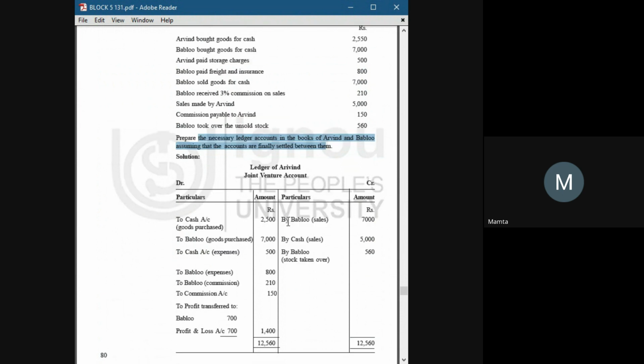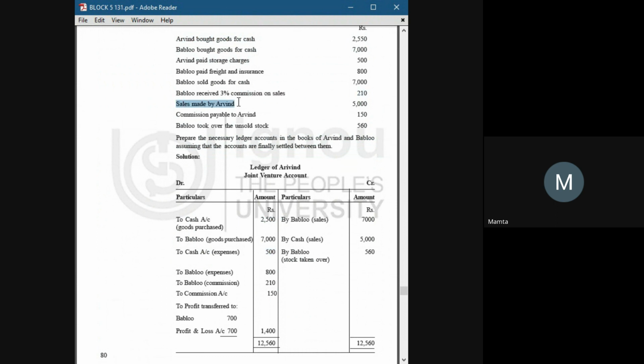So, how will he pass the entry? Joint venture account. First, goods purchase. See the entries of Arvind only. Arvind bought the goods for cash. The entry for the same would be joint venture account debit to cash, 2,550. Arvind paid storage charges of rupees 500. Again, joint venture account debit to cash. First, only see Arvind's entries.